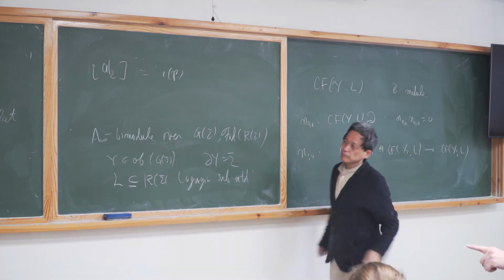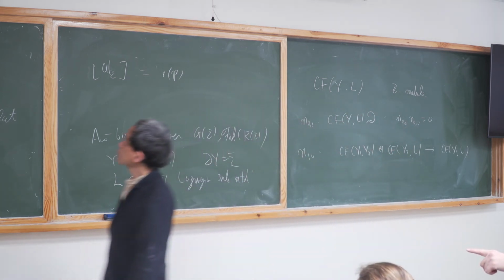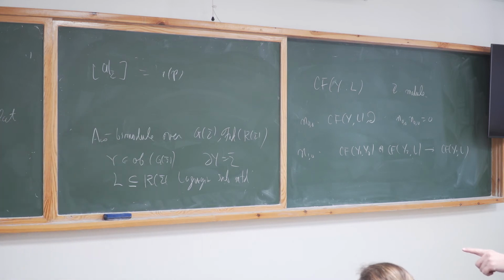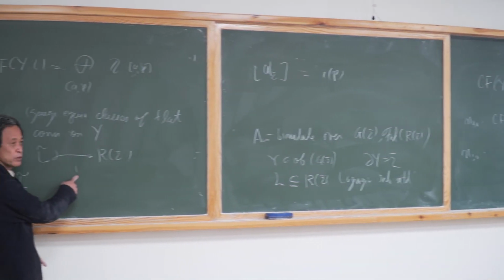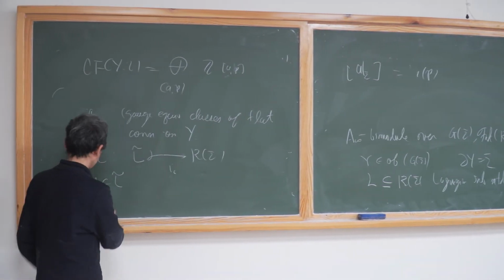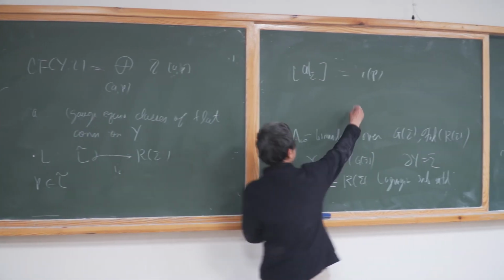Is there needs to be L of Y, L tilde? No, L tilde is... L is a Lagrangian immersion, so it's a pair of L tilde and I_L. Oh, okay. So that is the condition.